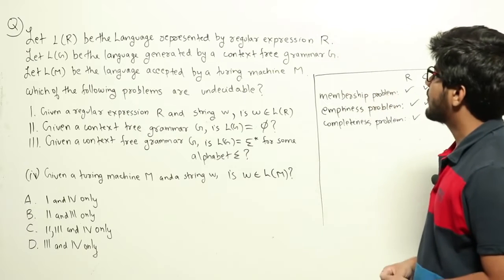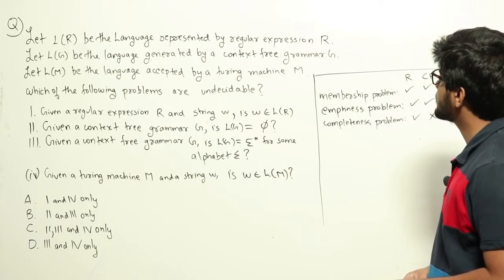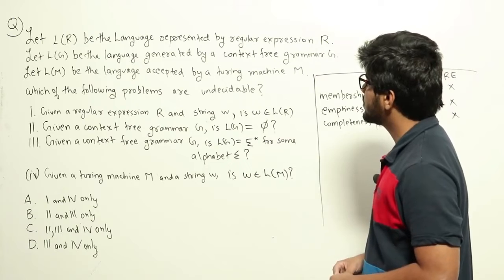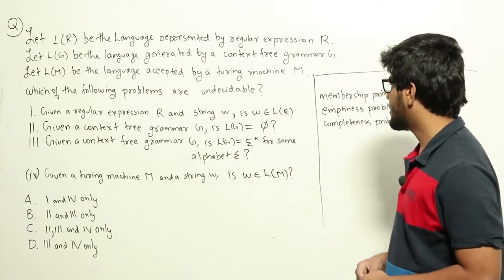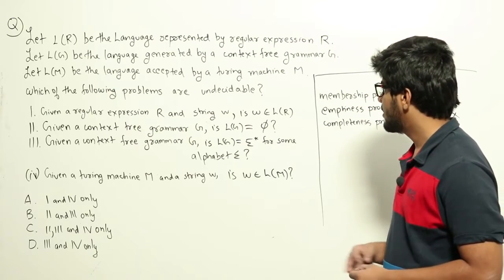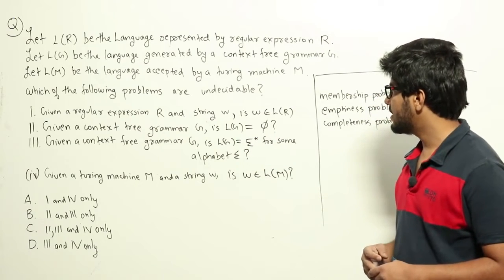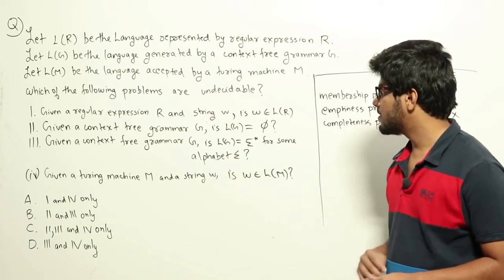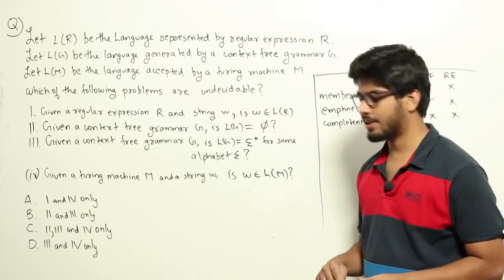Let LR be the language represented by regular expression R. Let LG be the language generated by a context-free grammar G. Let LM be the language accepted by a Turing machine M. Which of the following problems are undecidable? 1. Given a regular expression R and a string W, does W belong to the language of R? 2. Given a context-free grammar G, is the language of G equal to the null set? 3. Given a context-free grammar G, is the language of G equal to sigma star for some alphabet sigma? 4. Given a Turing machine M and a string W, does W belong to the language of M?